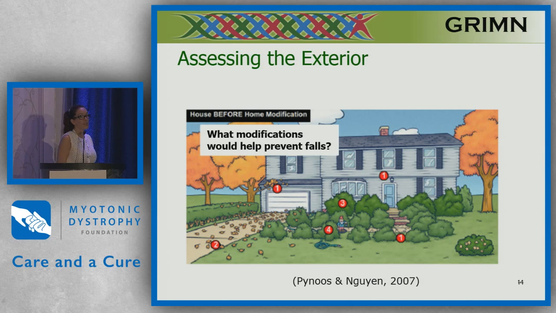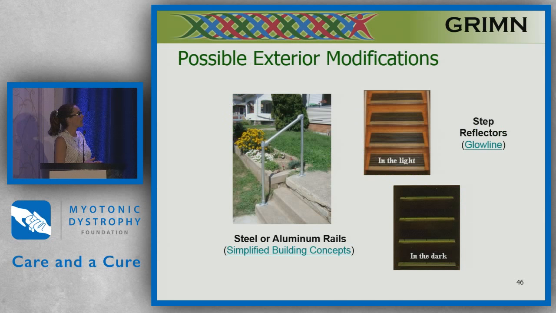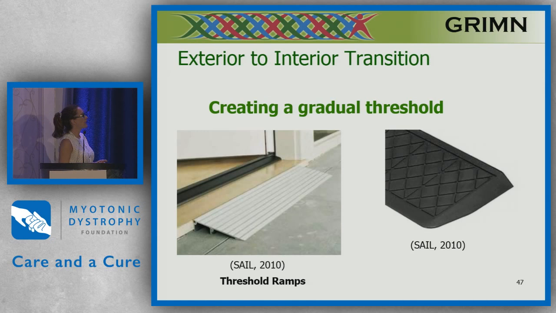The exterior of the house is an important issue as well. So a lot of things you can do. You can do aluminum rails. One thing that is easy to do and it's very helpful is the step reflector. So in the light, it doesn't show as much, and in the dark, it glows. So if the lighting is not optimal, you can still see the stairs.